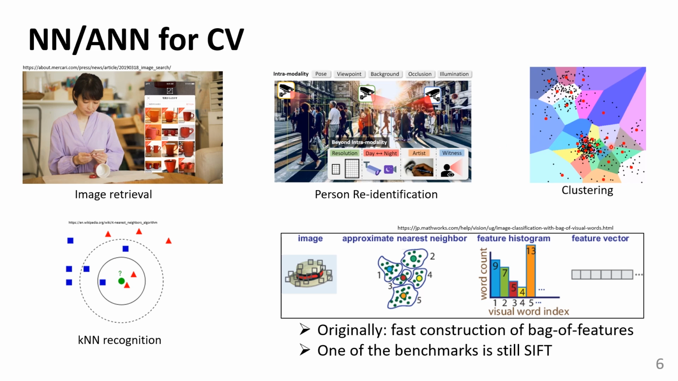Another example is clustering. If we consider k-means clustering, for example, we need to create a distance matrix. That is essentially a nearest neighbor search. Another example is, of course, KNN recognition. This is also a direct application. If we look at the history, why did computer vision people develop nearest neighbor search? That is because it was used for fast construction of bag-of-features representations. One of the benchmarks is still SIFT feature vectors.